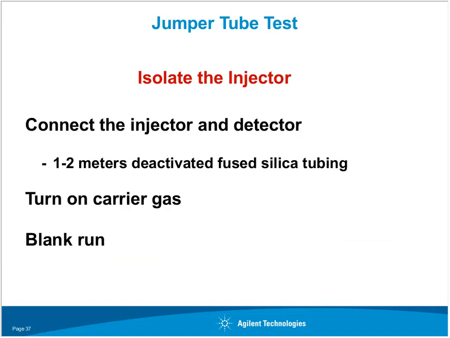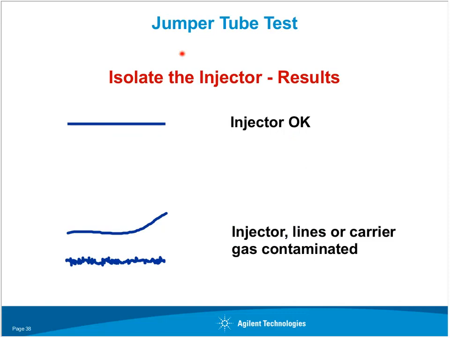So let's do a jumper test to isolate the injector. We connect the injector and the detector with 1 to 2 meters of fused silica tubing. We turn on the carrier gas and run a blank run. Again, we know the detector's okay, and now we've hooked a piece of tubing from the inlet to the detector. If we get a nice flat baseline, we know the injector's okay. If not, this type of wavering here can mean the injector, lines, or carrier gas is contaminated.